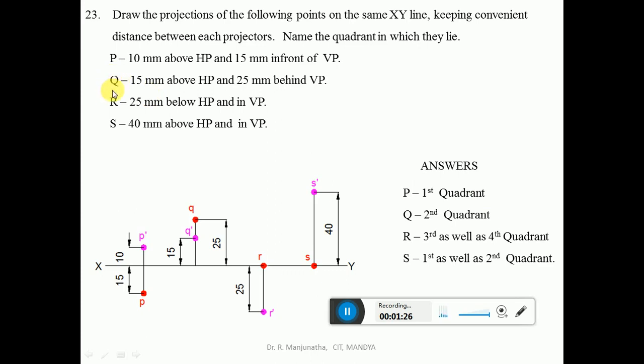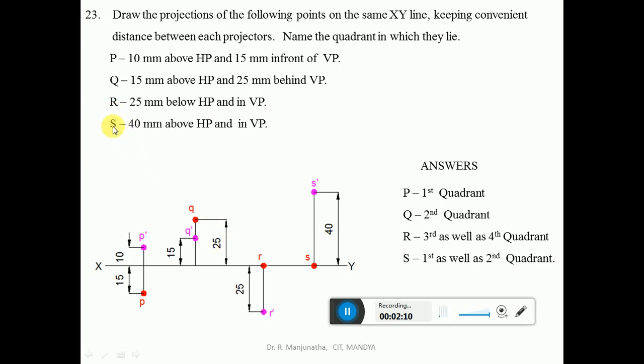Similarly, capital Q. From here you draw a vertical projector at any convenient distance from the projector P. Then it says 15 mm above HP and 25 mm behind VP. So this condition is satisfied in the second quadrant. In the second quadrant, both the front view and top view will be above XY line. So Q is 15 mm above HP, meaning the front view. From here you measure 15 mm and mark this point as Q dash and give the dimension as 15, and then 25 mm behind VP. Behind VP will be above XY line. From here you measure 25 mm above XY line and mark the point as small q. So this dimension will be 25.